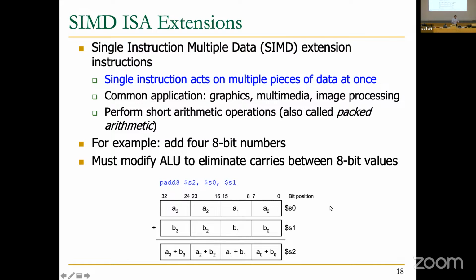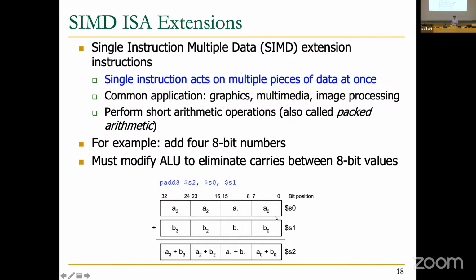Essentially, they did not want to change the ISA significantly or the execution model significantly. So they added instructions that can perform short arithmetic operations, also called packed arithmetic. If you look at this example, it's a packed add 8. What does that mean? You're adding 4 8-bit numbers in a packed register. The register is 32 bits itself. Each element that you're adding is 8 bits. And you have 2 registers, as you can see, register S0 and register S1.